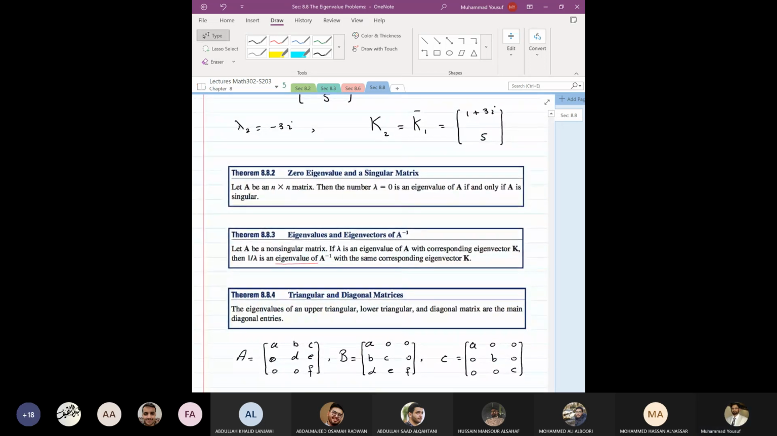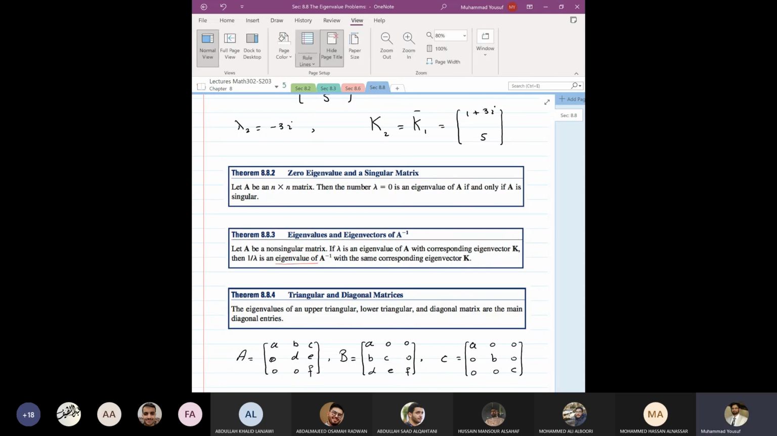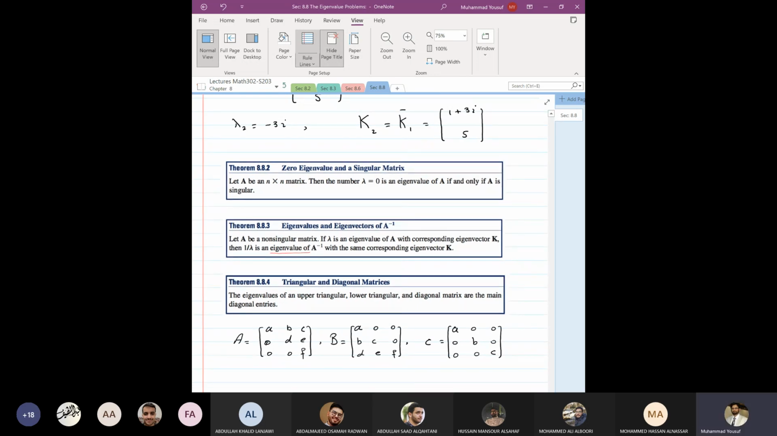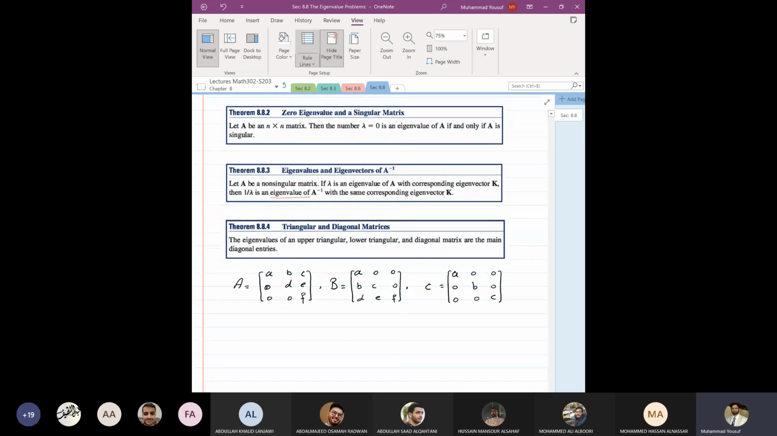And the second result is that if A is non-singular, meaning no eigenvalue is 0, then the eigenvalues of A inverse are simply the reciprocals of the eigenvalues of A. If lambda is an eigenvalue of A, then 1 over lambda is an eigenvalue of A inverse, but the eigenvectors remain the same.